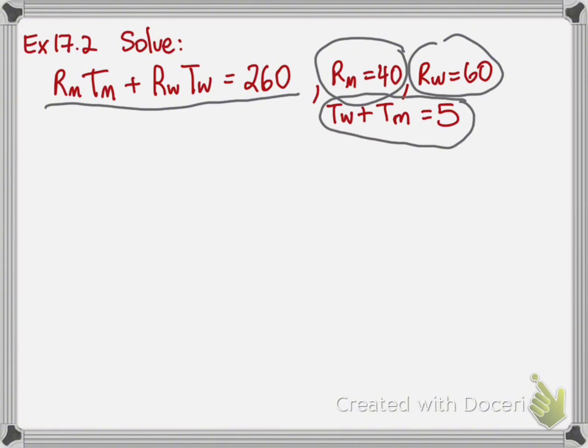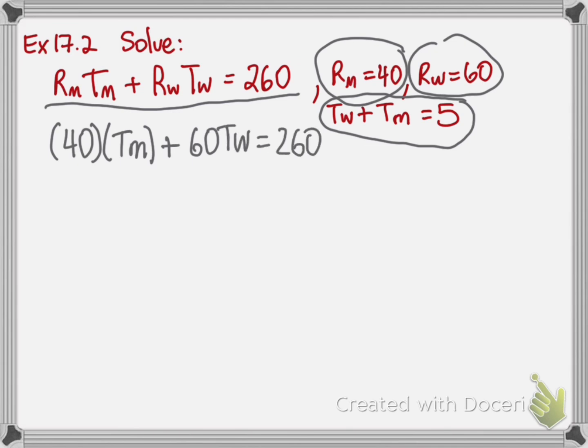Now remember, R and T, what they're representing is rate and time, and when I multiply rate or speed times time, I get distance. So this is a distance problem, which again, we're going to be working to solve as a word problem. But right now, we're just practicing how to solve these equations. So what we're going to do is we're going to substitute the values that were given. So the RM is 40. The TM, we don't know. Then we have the RW, which is 60. And the TW, we don't know.